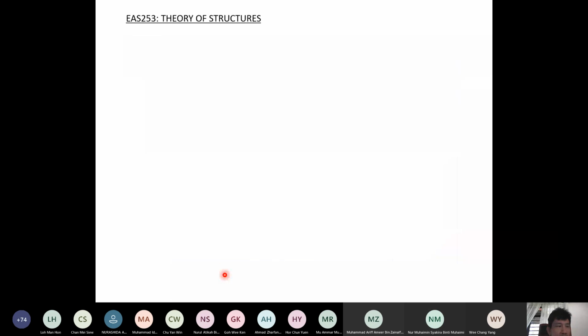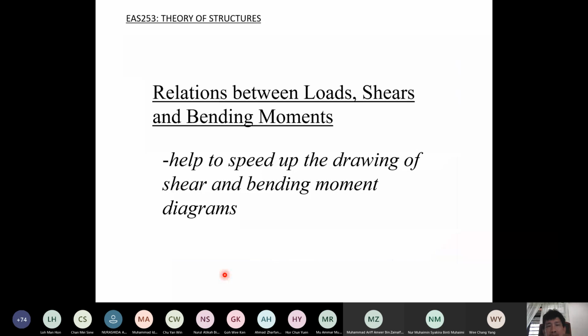Now, today we would like to look at one method for drawing shear force and bending moment diagrams using the relations between the loading diagram and shear, and then using the relation between shear and bending moment to draw the diagrams. And this method can speed up the drawing of shear and bending moment diagrams.